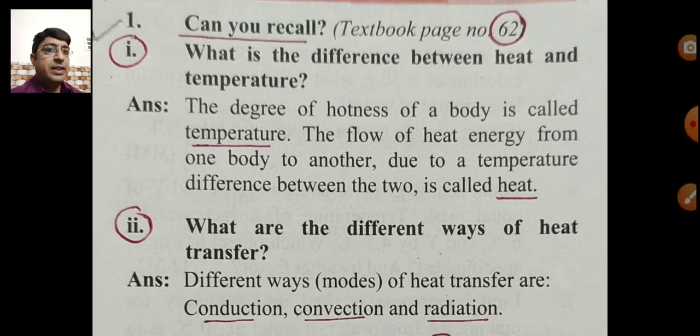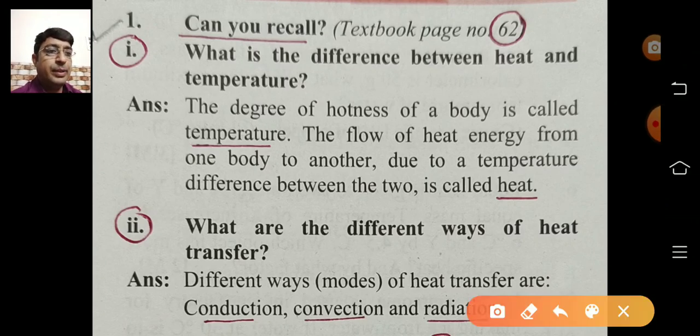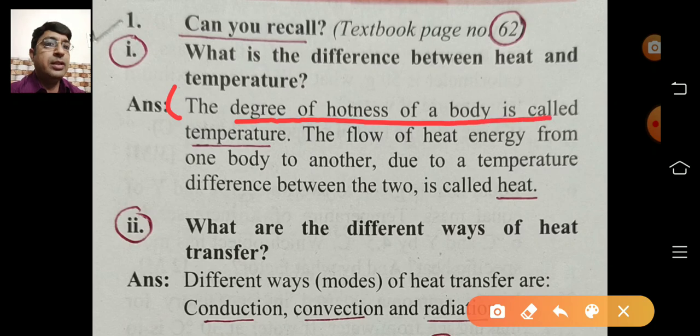So, the difference between heat and temperature. You mark there. What is meant by temperature? The answer is here. The degree of hotness of a body is called temperature. This is the answer. And what is meant by heat? So mark the answer from here. The flow of heat energy from one body to another due to a temperature difference between the two is called heat. So that is the difference between heat and temperature.